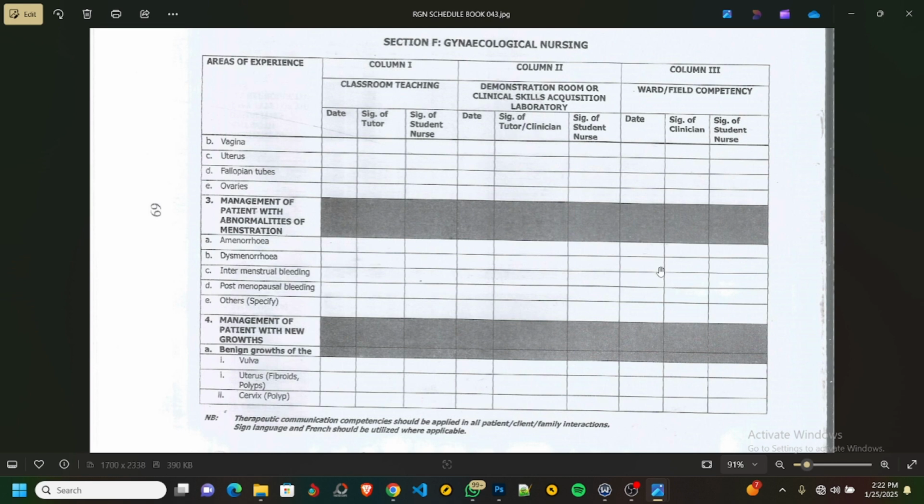Then if you are able to also have an experience, that's for your competency. Can you manage a patient with amenorrhea? Yes or no?